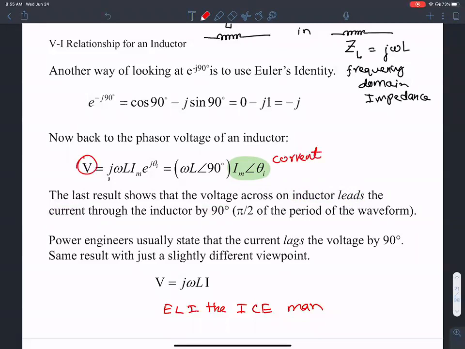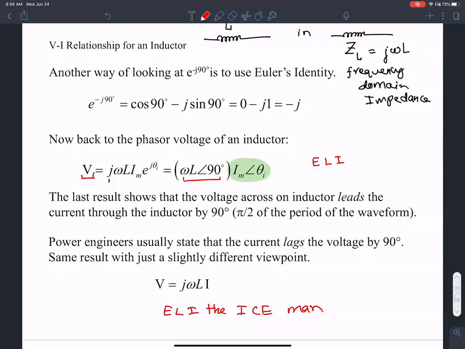Okay, the voltage on the other hand has a phase angle of 90 degrees, omega L, 90 degrees. Therefore the voltage leads the current by 90 degrees. Voltage in an inductor, ELI, E leads current. So the last result shows that the voltage across an inductor leads the current by 90 degrees.